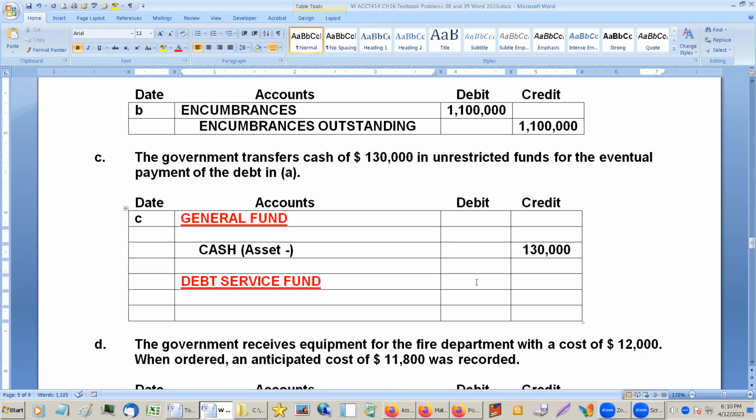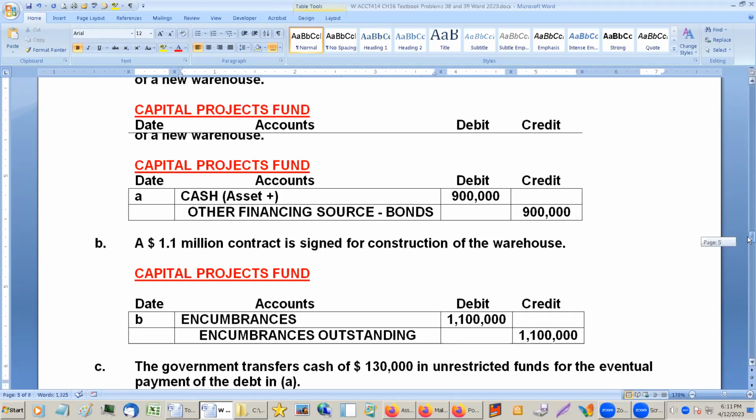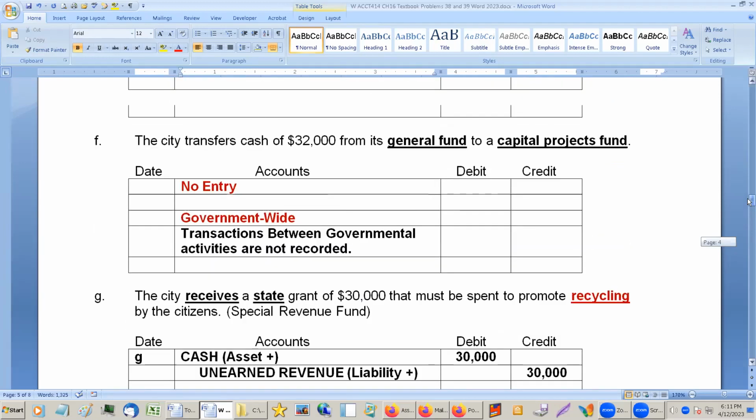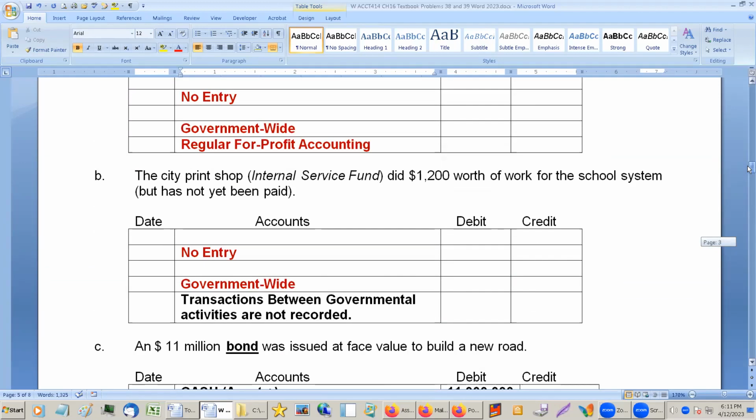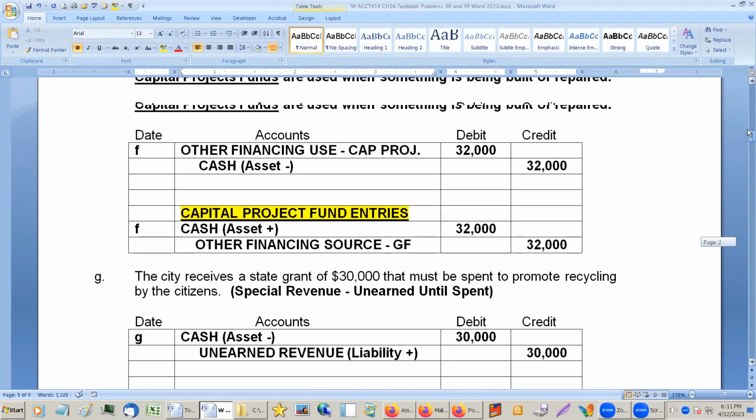So what kind of account are we going to use for that? Starts with a T. R. A. N. Oh, come on, you guys. Yes. Transfer. Transfer out. Yes, transfers out.